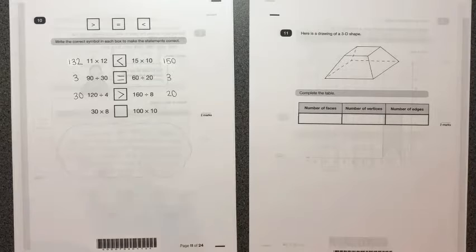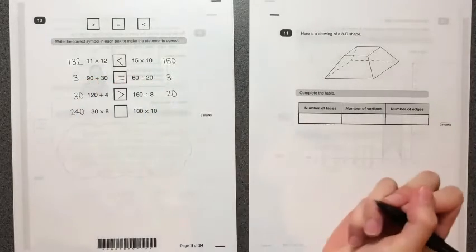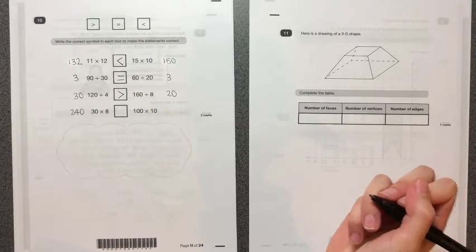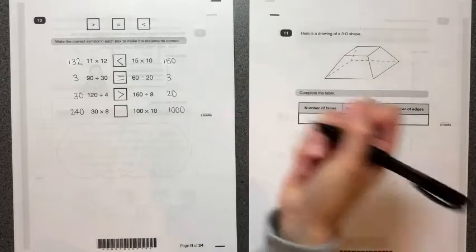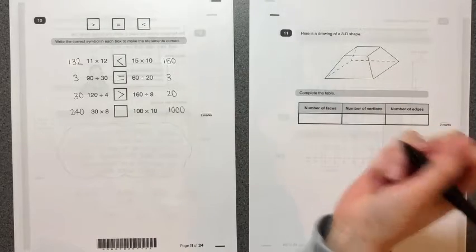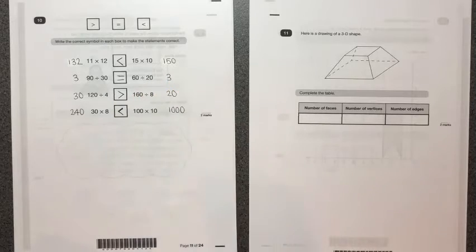30 times by 8 is 240. 100 times by 10, we're just going to add a 0 to it, which is 1,000. And this is the symbol that we're going to draw, because it's going to eat our bigger number.